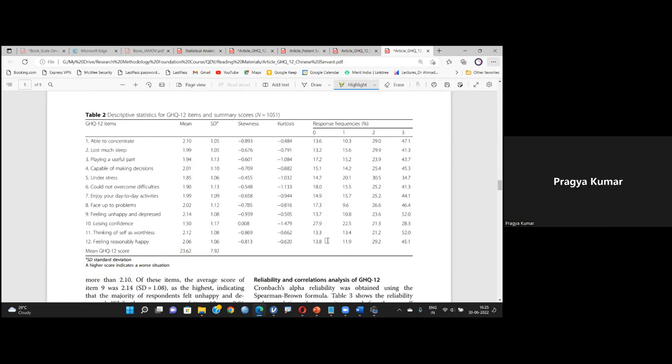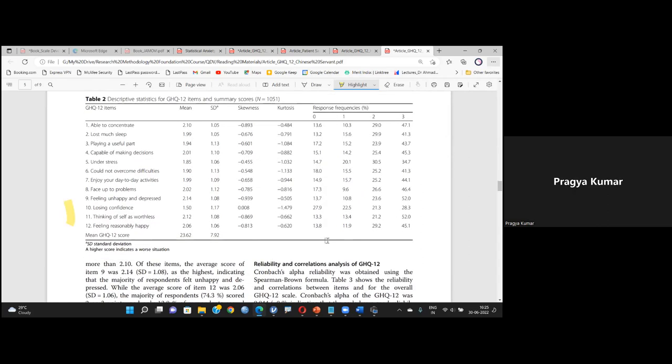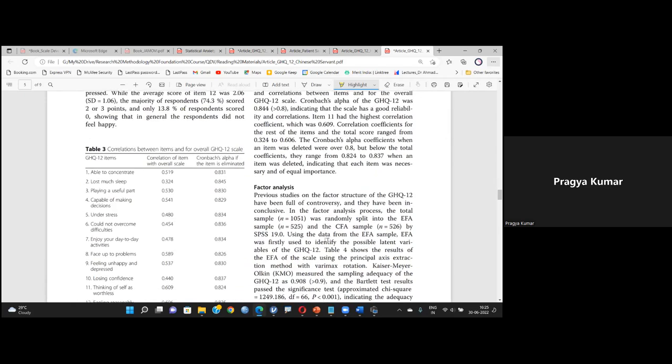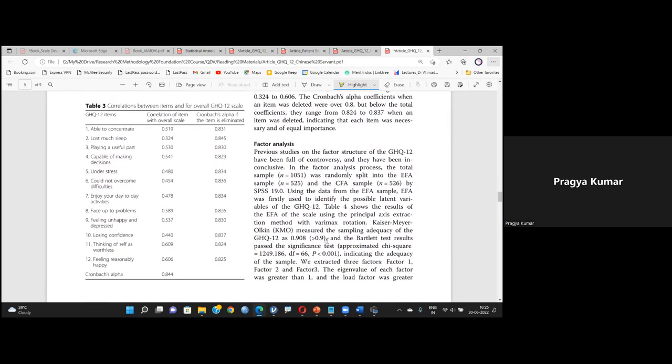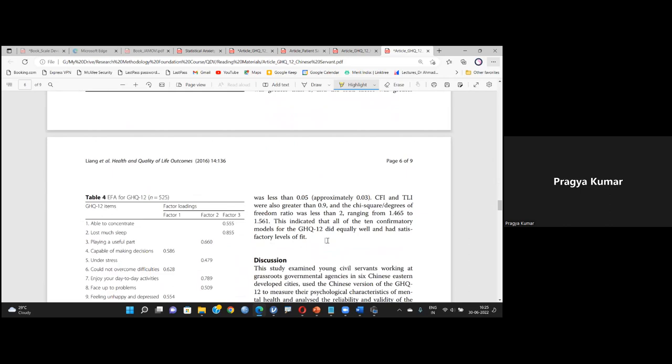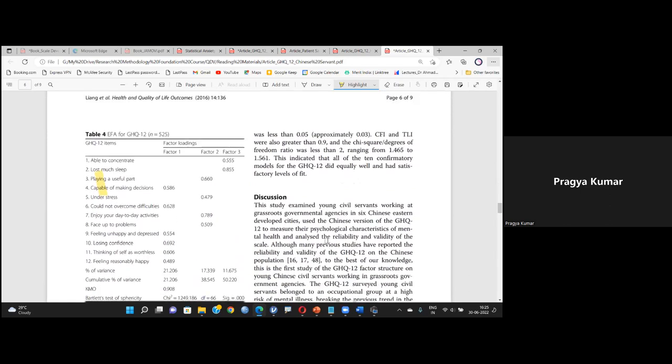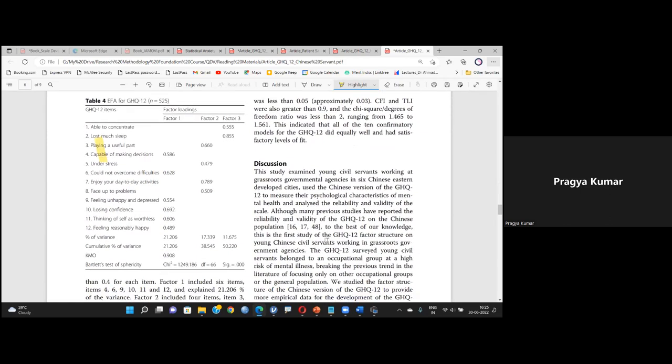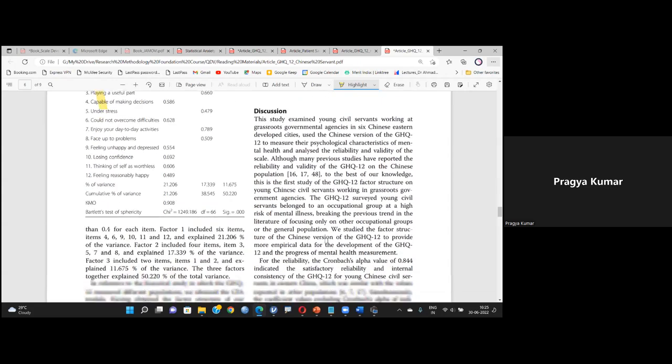No, not at all. You can see here, they have first given the descriptive, then they have given the correlation, Cronbach alpha, the same which we have learned, and then you can see the factor loading. So they have extracted 3 factors. EFA also and CFA also. All 3 things, right?